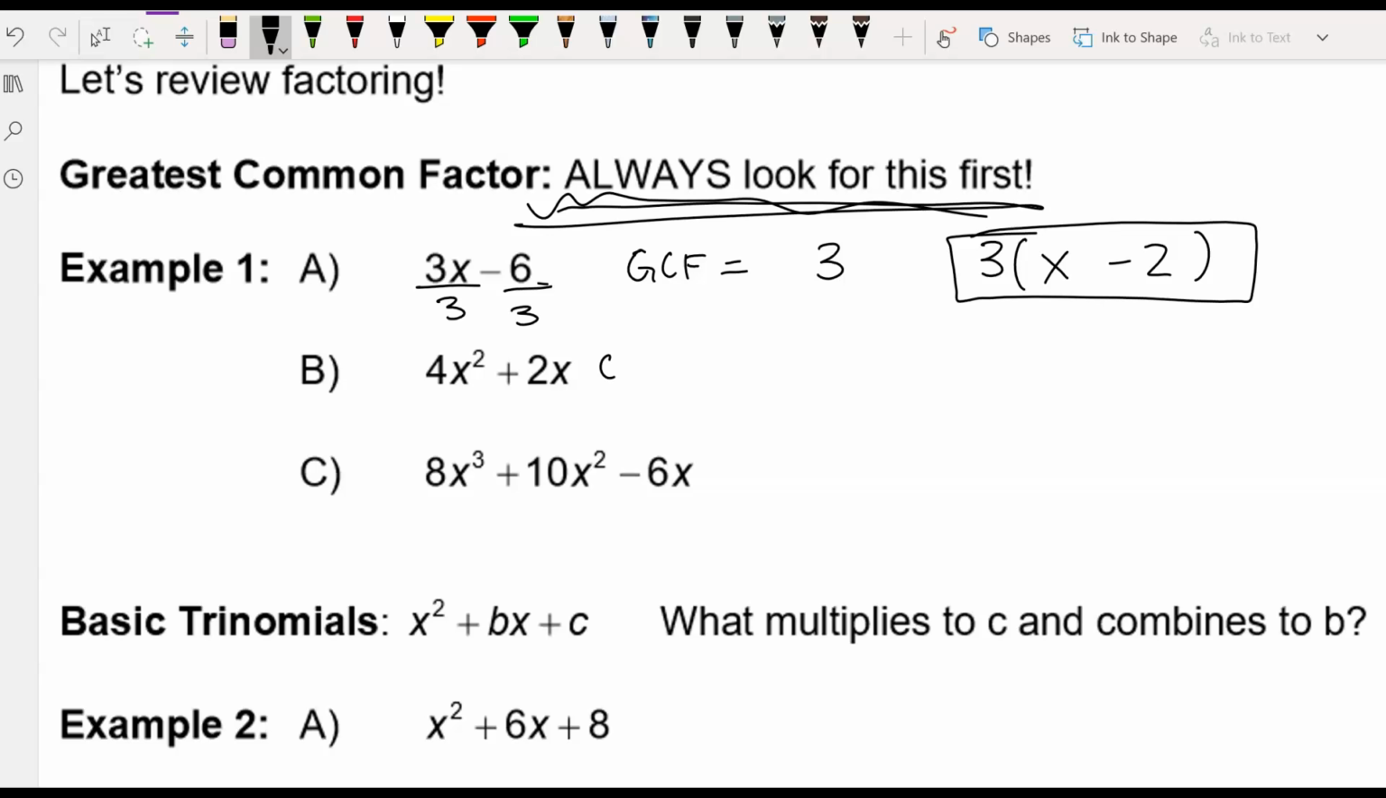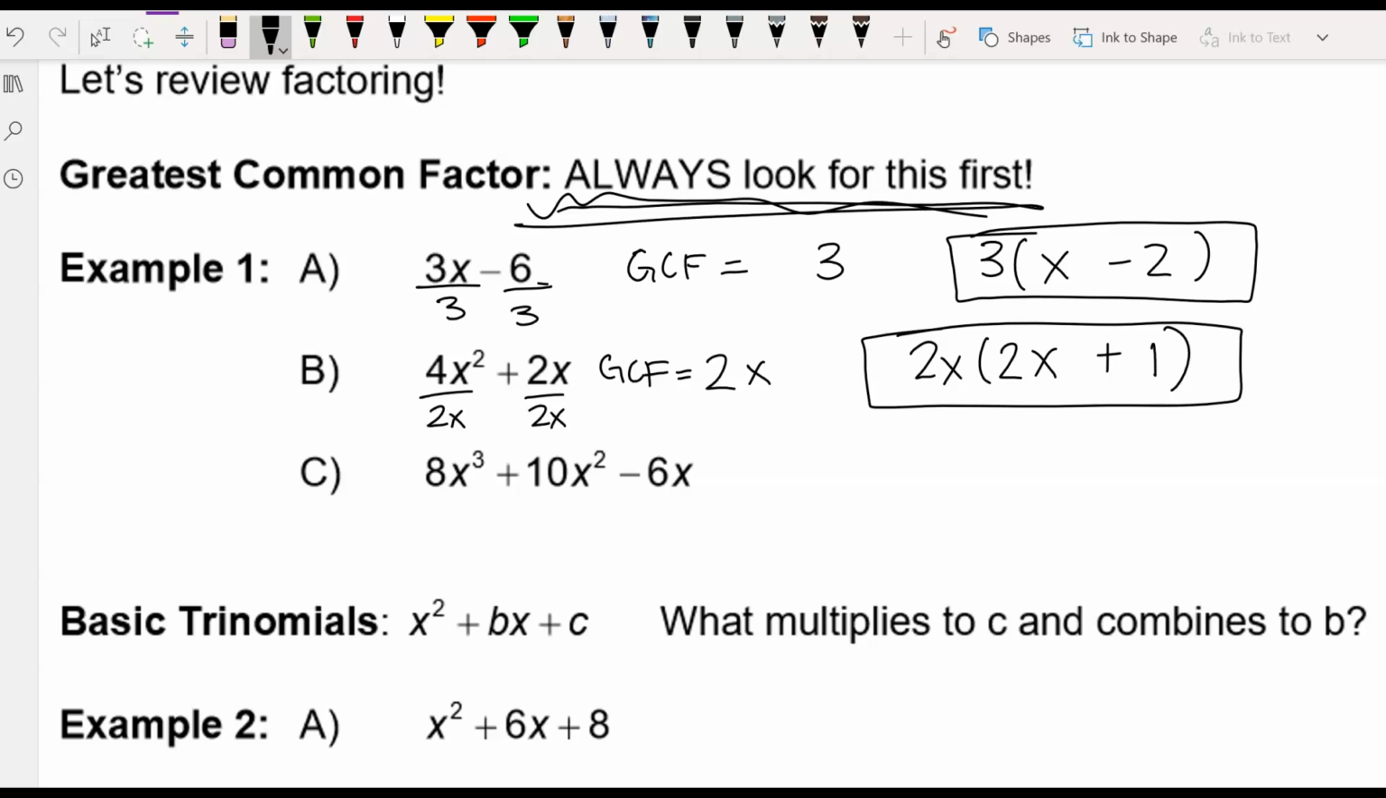All right, looking at the next one, our GCF, our greatest common factor, is going to be a 2. And this time, they both have an x in common. So we're going to be dividing each of those by 2x. So that 2x goes out in front of the parentheses. So 4 divided by 2 is 2. X squared divided by x leaves an x left over. And then 2x divided by 2x is a 1 left over. So be careful when you're dividing something by itself. It's not 0. You'll always have that 1 left over.